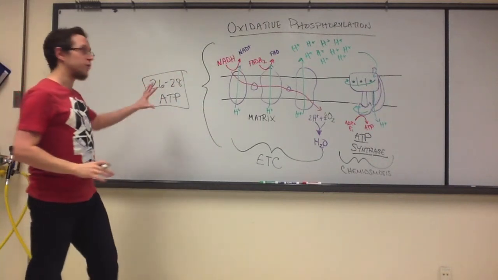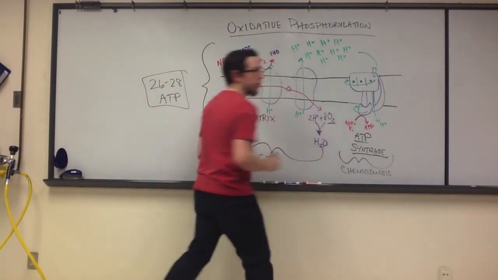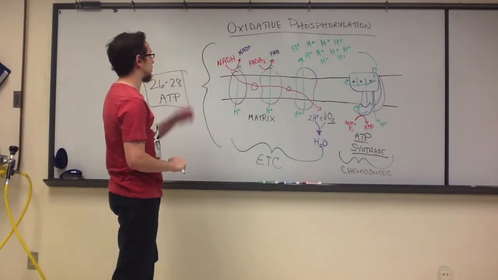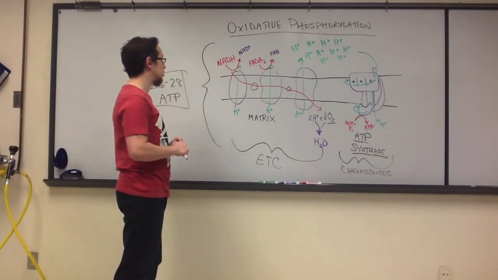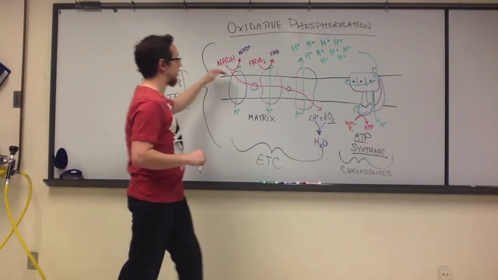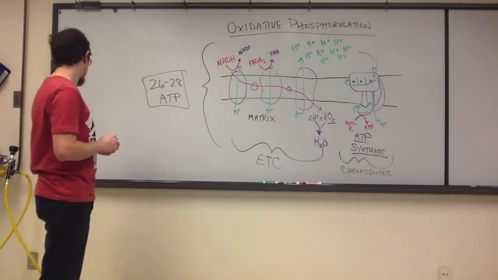Again, for this to have occurred in any capacity, we have to have molecular oxygen present if it's aerobic respiration. And we have to have generated the NADH and the FADH2 in previous processes to provide the electrons for the ETC. So that's oxidative phosphorylation.